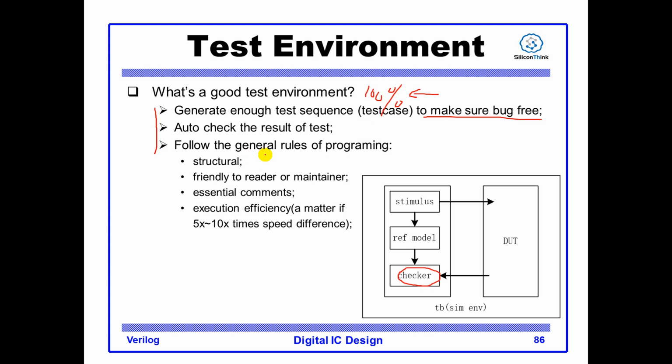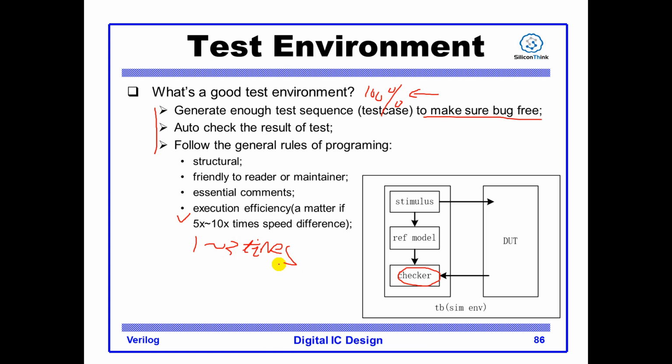And we usually follow the general coding rules, such as being structural. That is, the structure of your simulation environment should be clear, so it will be easy to read and easy to maintain. And you have to give essential comments in your code. Then the last factor is execution efficiency. We don't care about it very seriously. If there is just a 1 time to 3 times difference, this is acceptable.